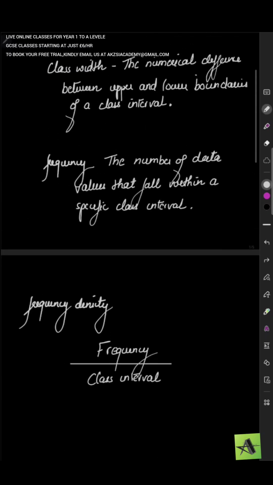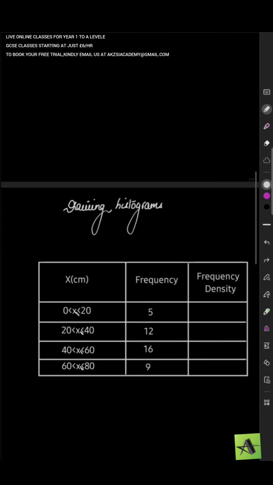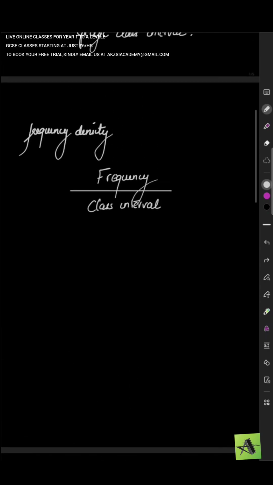Frequency means that something is repeating itself, so it is the number of data values that fall within a specific class interval. Like here, I told you that there are 5 bags that have their weight between 0 to 20 kg. That means 5 represents the frequency. And the last, which is very important, is called frequency density, because we always plot the histogram between the value of x and frequency density.